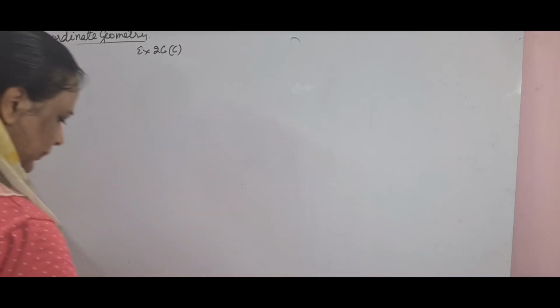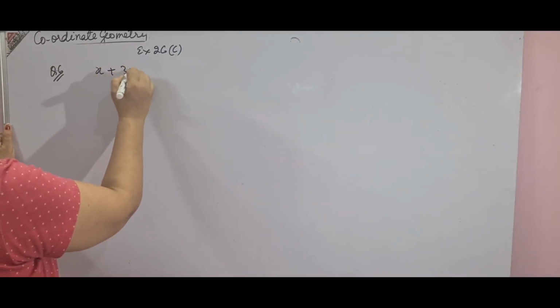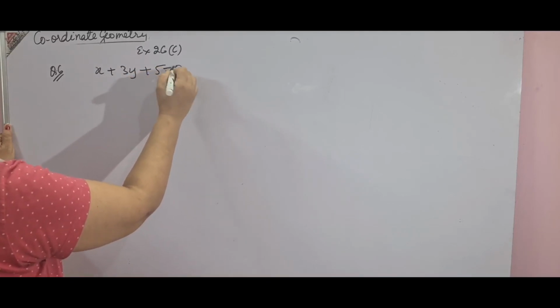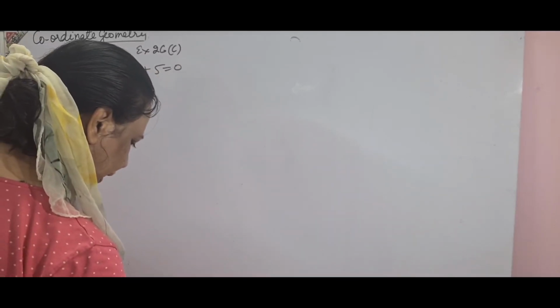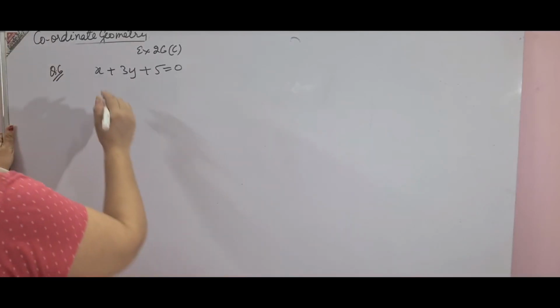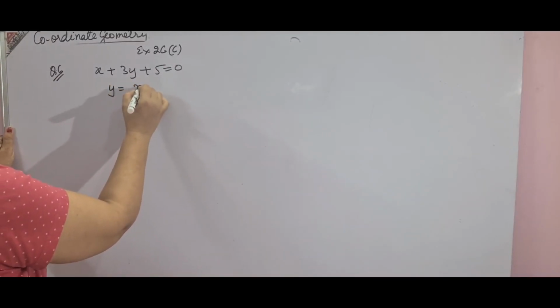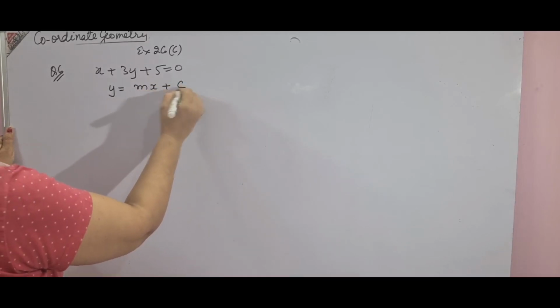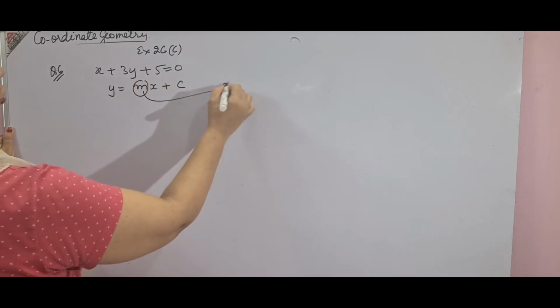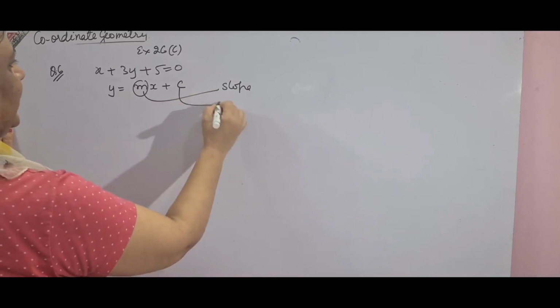The question, for example, they have given you the equation x plus 3y plus 5, and they are asking you to find the slope and y-intercept. So let me tell you what is slope and y-intercept. First of all, you are going to get it in the form y is equal to mx plus c, where m is the slope and c is the y-intercept.